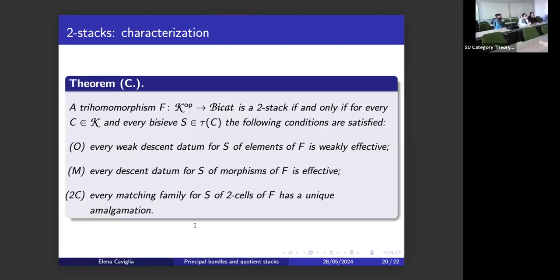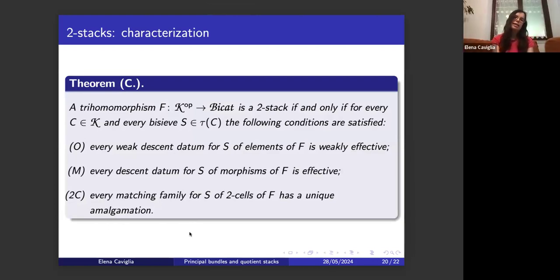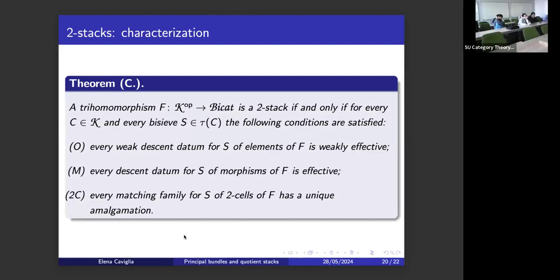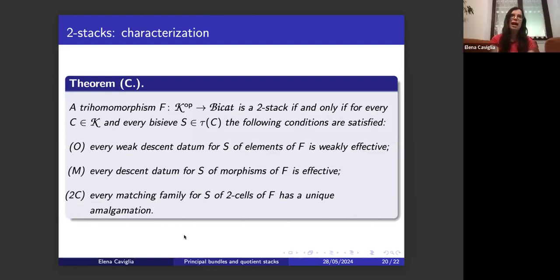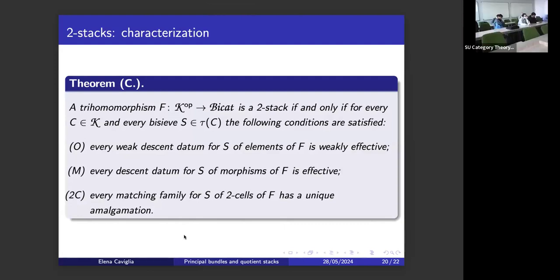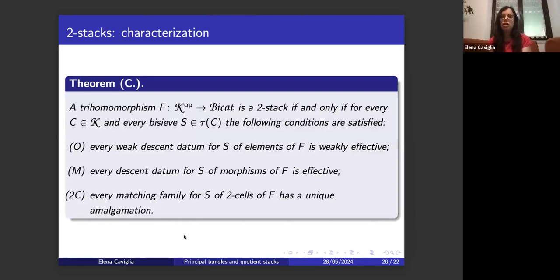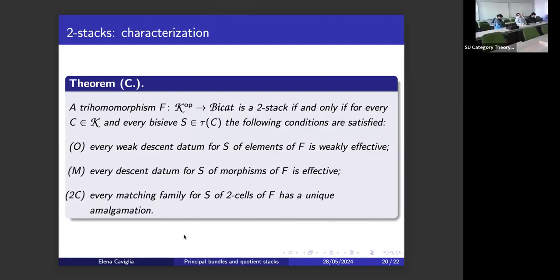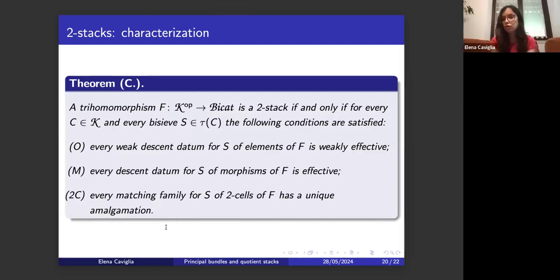And so let's look at the conditions that we find. The third condition on two cells says that F is a sheaf on two cells. And this is what we were expecting to find because a stack is a sheaf on morphisms. So we were expecting to find that the two-stack needs to be a sheaf on two cells instead. And we are happy because this is exactly the condition that we find for two cells using the fully faithfulness condition for the biequivalence we have.